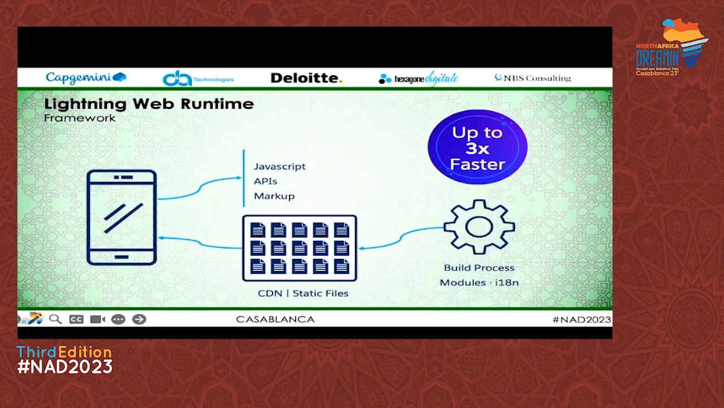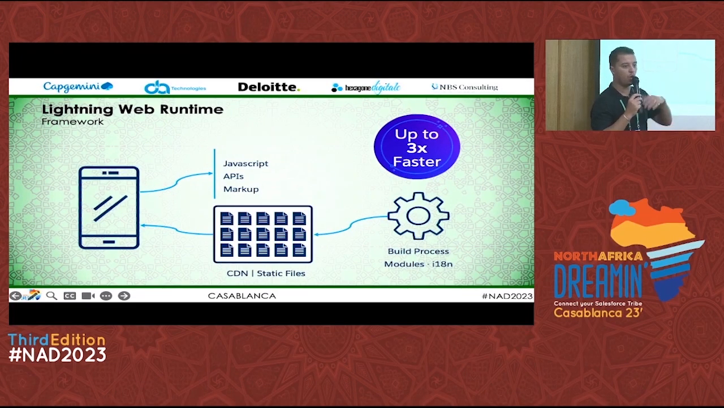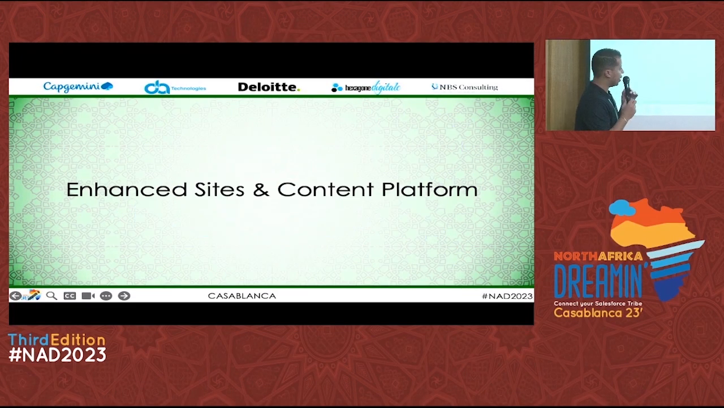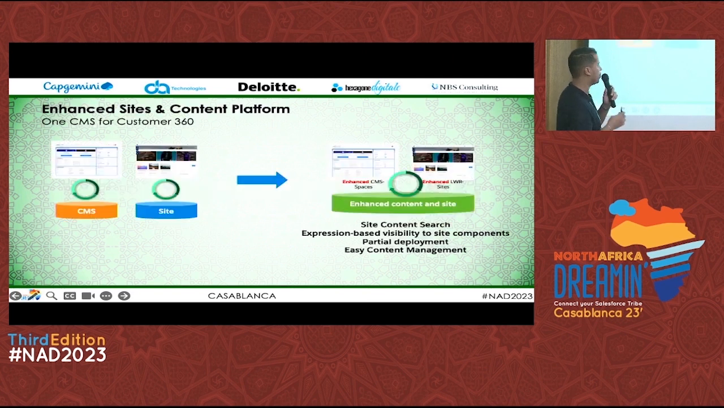Regrouping all these key factors would help, like having Lightning Web Runtime up to 3 times faster than its predecessors, Aura and Visualforce. So, let's talk now about enhanced sites and content platform. Currently we have 2 things: a community site, an experience site, and a CMS, content management system. Here you have your topics and your news articles, and you are serving them through your site.